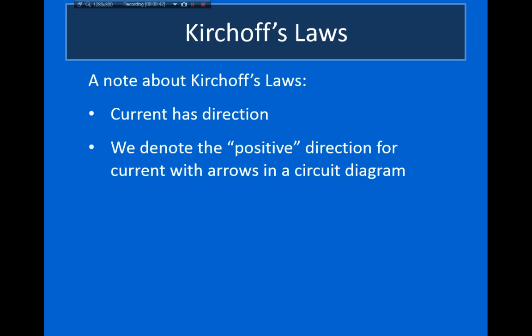Then if you apply the junction rule and the loop rule, you can solve for the currents. And if you calculate a negative current when you solve these equations, it just means that the current is flowing in the opposite direction than the direction that you had guessed.